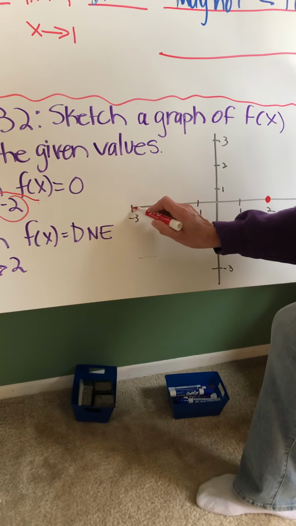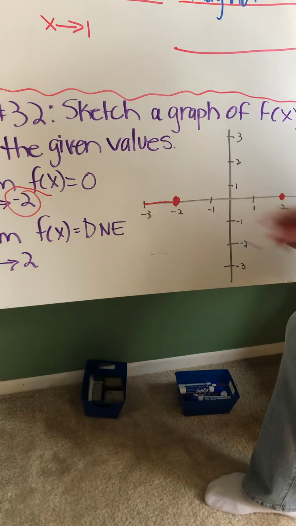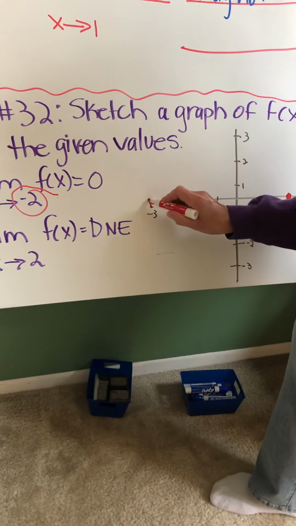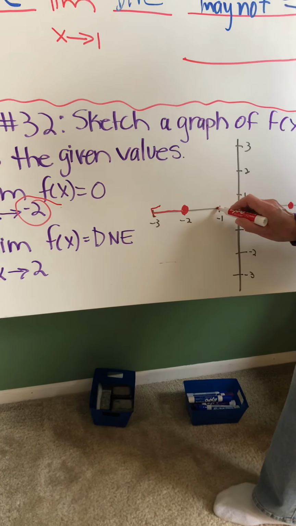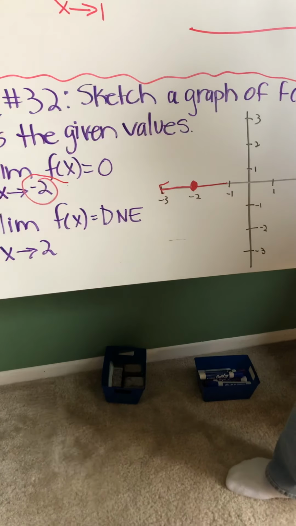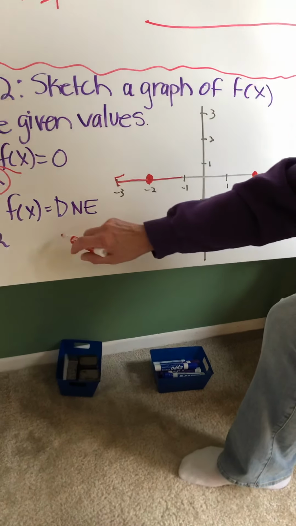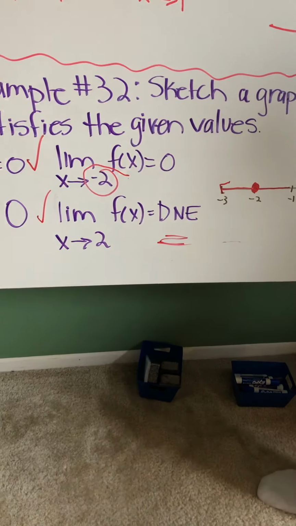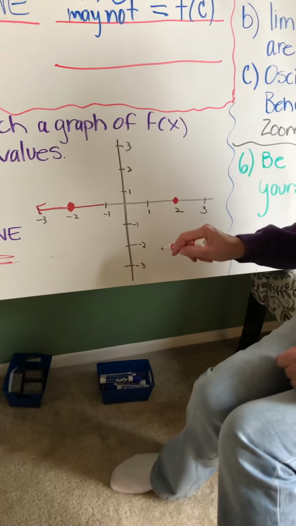Here we go. I'm going to approach -2 from the left. Notice that all these y values are 0. And as I approach -2 from the right, I need the y values to be 0. Oh, okay, that was easy, just a horizontal line. All right, here's the kicker. I need the limit as x approaches 2 to not exist. All right, let's keep it as simple as possible.